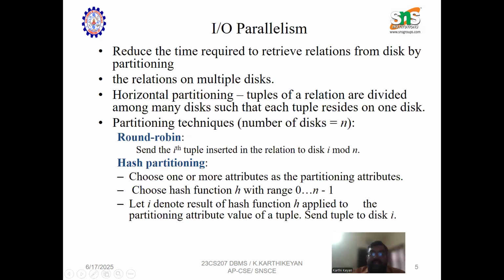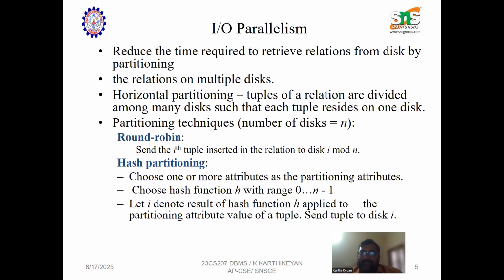So this is the second topic, IO parallelism. It reduces the time required to retrieve relations from the disk by partitioning the relations on multiple disks. One example is the architecture concept and hazards. First, hazards: the first instruction can enter into the first process, and the second instruction can go to the second process. The second instruction can enter into the first one.